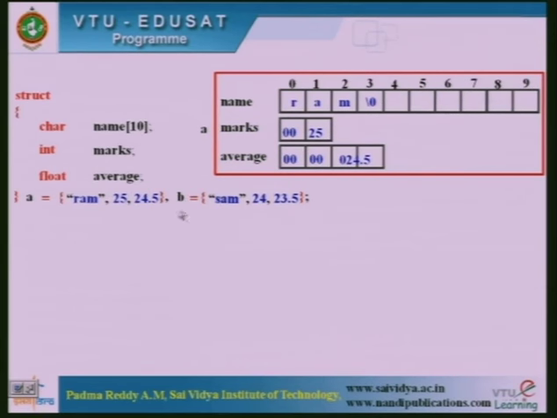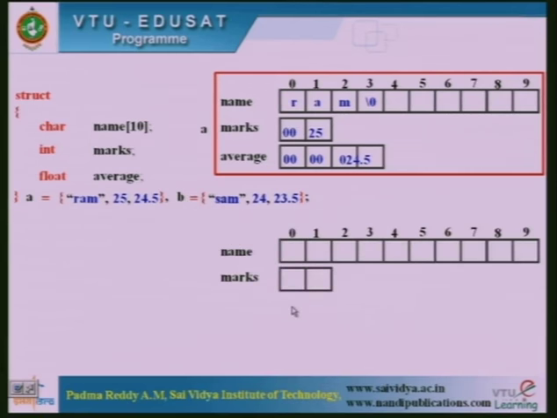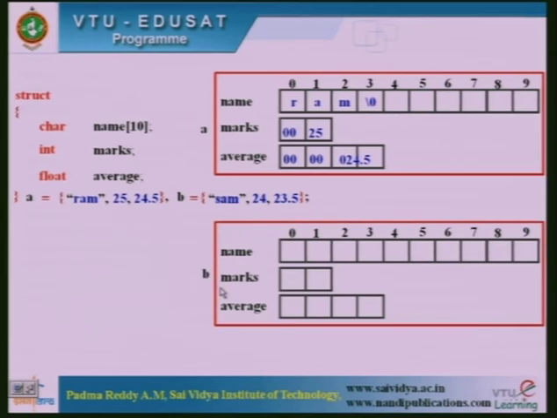But remember, there is another variable B. So what will happen? For name 10 bytes, for marks how many bytes? 2 bytes, and for average how many bytes? 4 bytes. So what is the name given for this memory location? This is B. Now what happened here? Sam will be copied into this memory location. It ends with what? Null character. 24 will be copied into this memory location, and 23.5 will be copied into this memory location. I hope you understood how to initialize more than one variable using the tagless structure also.